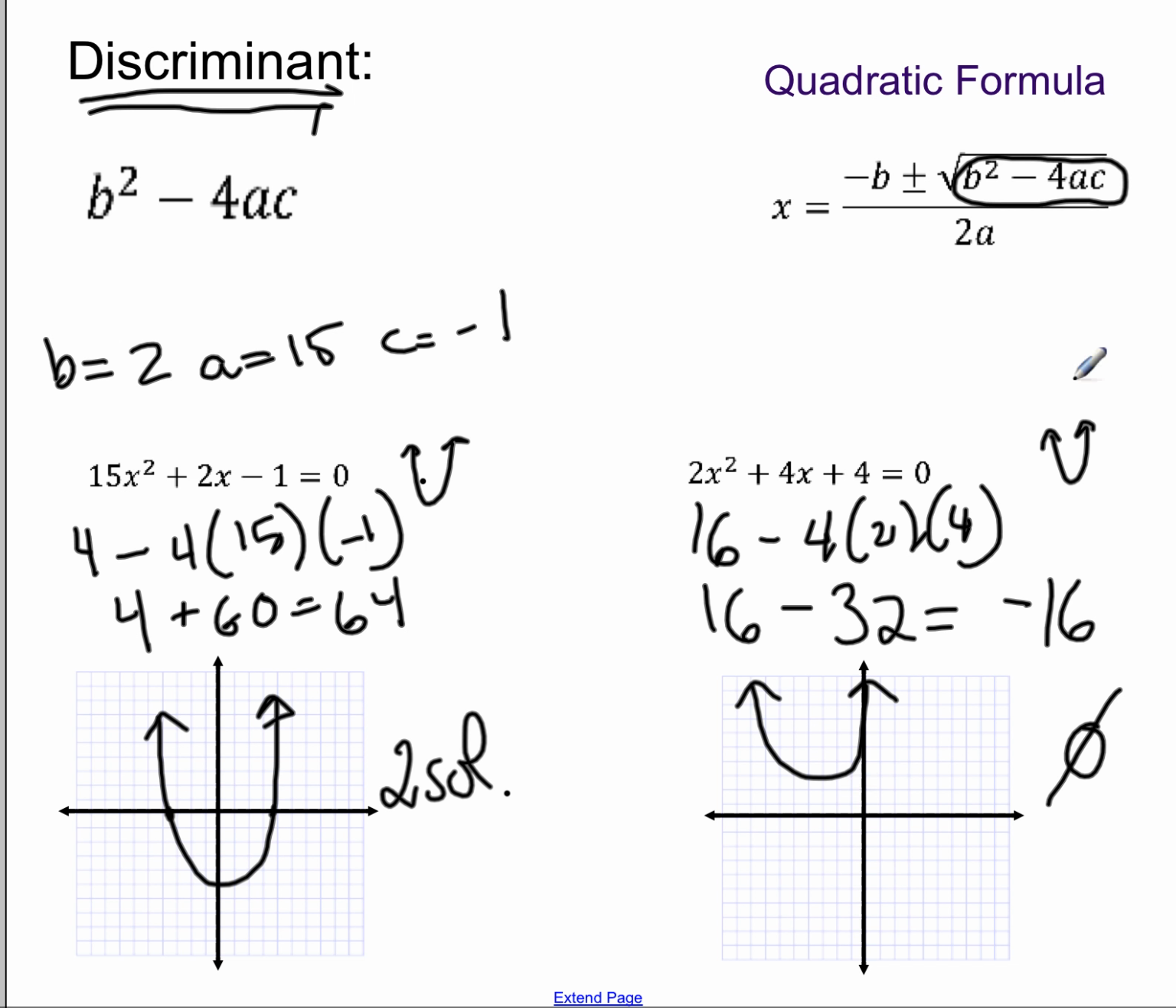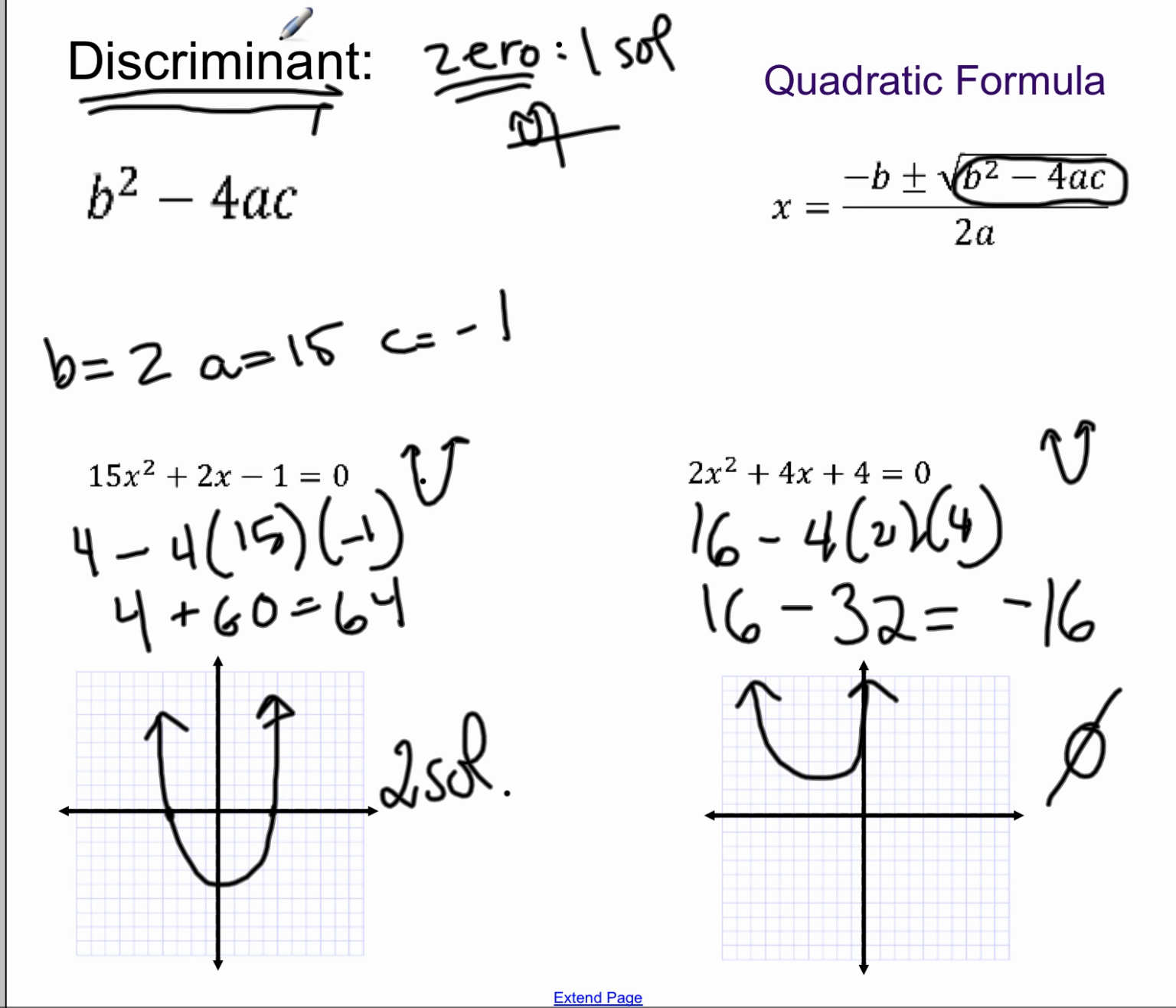If my discriminant equals 0, that means I will have one solution and it will lie on the axis, as I discussed in the last one. So that's it for the quadratic formula.